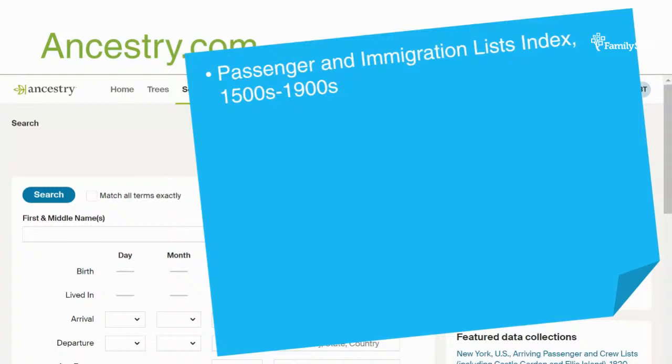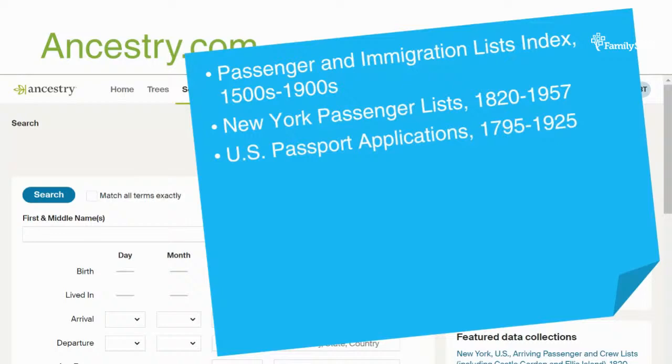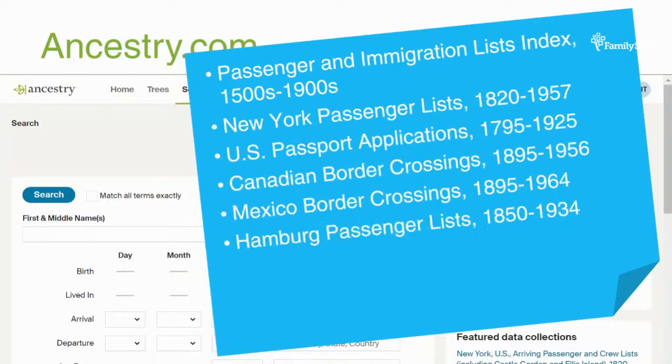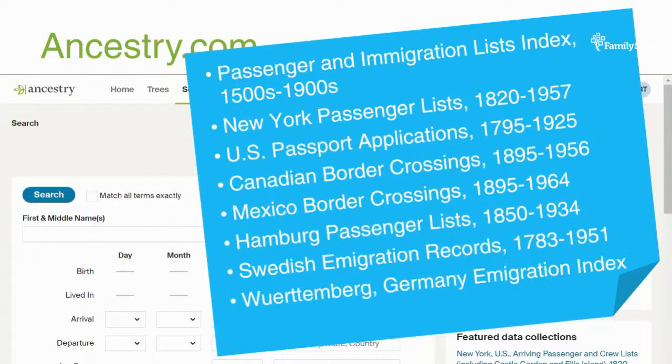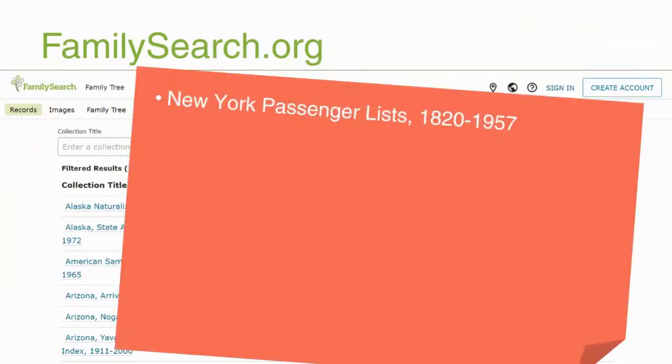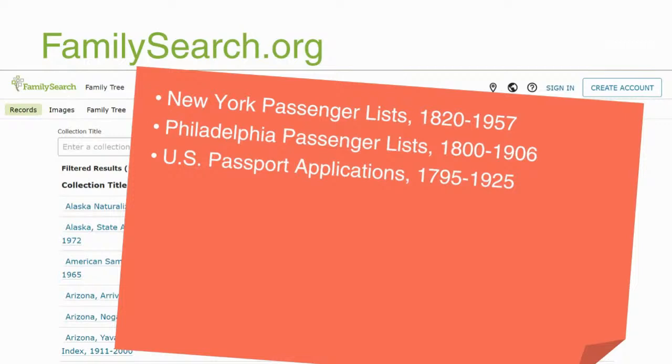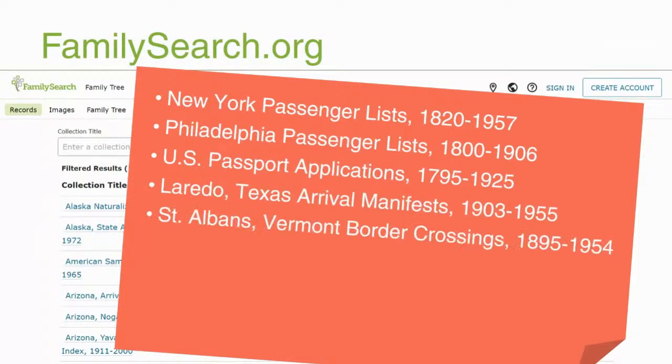It's got about the same title, the Passenger and Immigration List Index. They've got New York passenger lists, passport applications, border crossings from both Canada and Mexico. They have immigration records like Hamburg. I'm just highlighting some of their collections. They have a lot on Ancestry. Same with FamilySearch, which has a huge number of collections: New York, Philadelphia, and passport applications available up to 1925 on multiple websites. Again, border crossings from Mexico and from Canada.